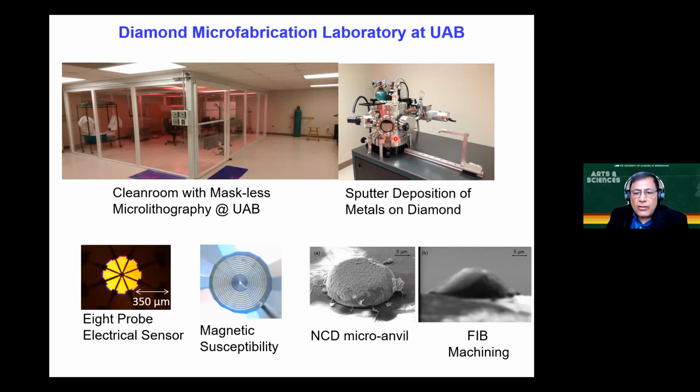And then we have this sputter deposition facility of metals on diamond and some other things which Russ alluded to about the fabrication of electrical sensors into diamond, magnetic sensors, and then the focus of my today's talk is this growth of nanocrystalline diamond onto a single crystal substrate, and then also the focus ion beam machining of diamonds.